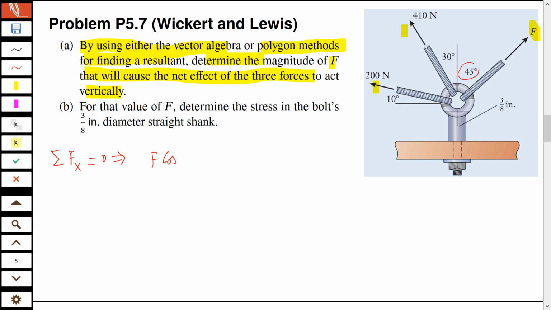Remember, this is 45, yeah? So this will also be 45. Agreed? Yes, sir. So it's 4 cosine of 45. Okay, and this is plus because, let's say you have this convention, yeah? Xy. So this will be plus. And what about 410 newtons?